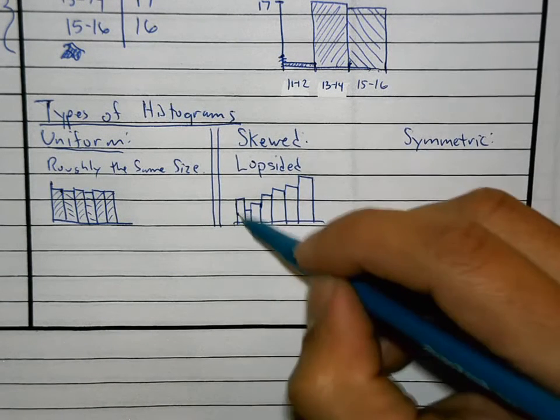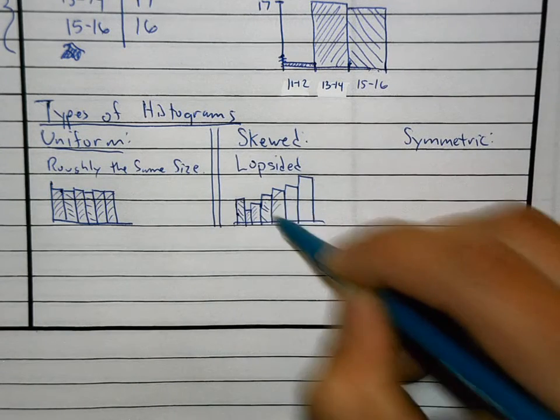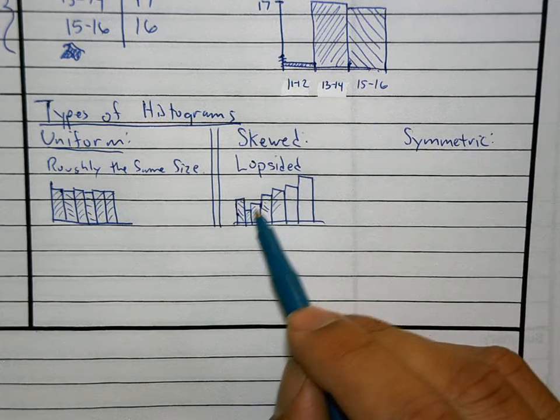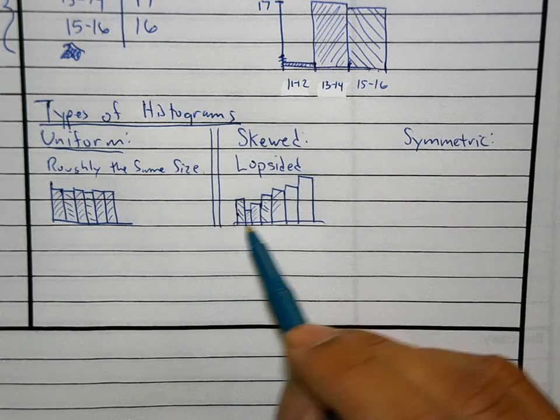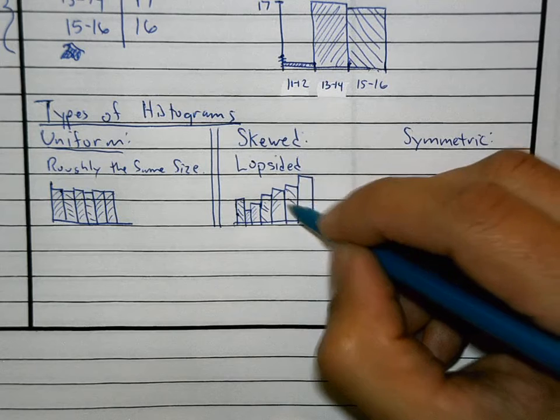If we were to get technical, if you want to go into stats your senior year, it's skewed. And depending where the least amount is, that's what you say. It's skewed left, wherever the tail is of this data.